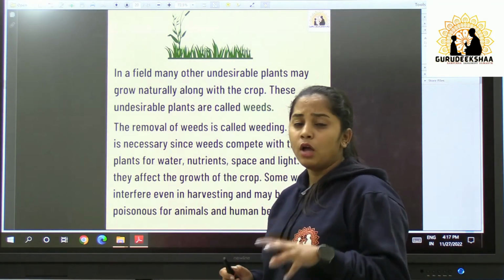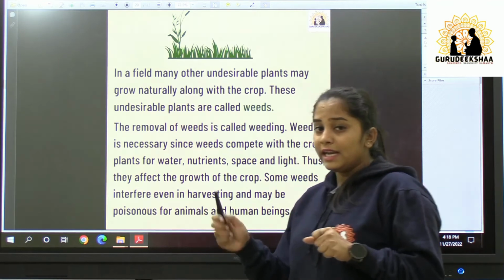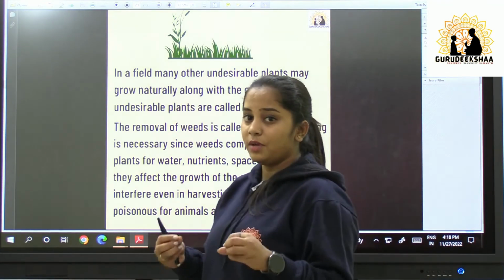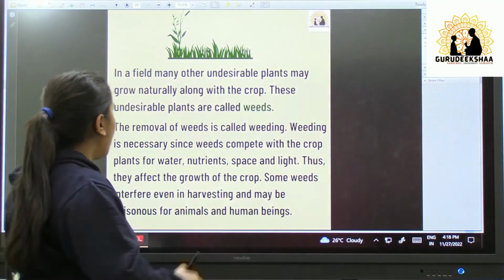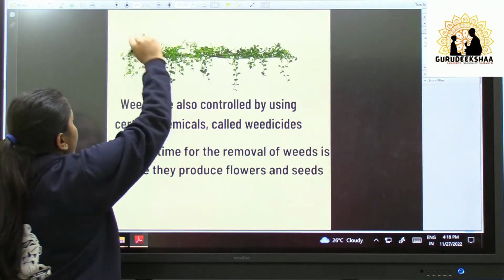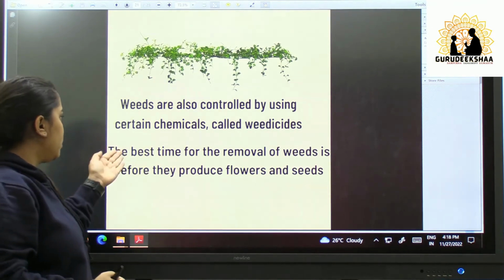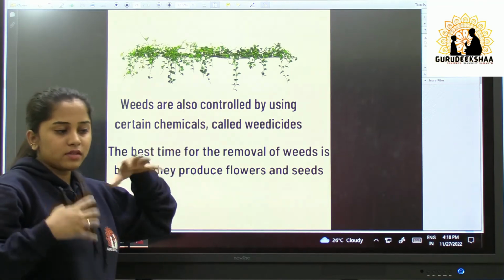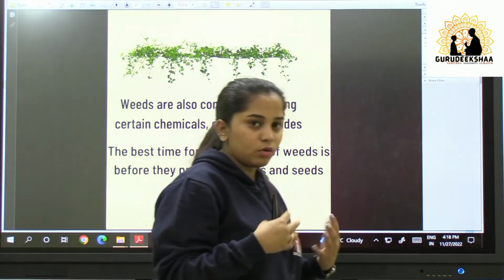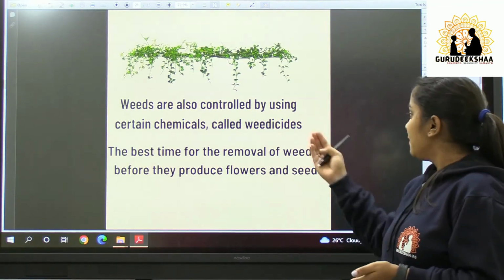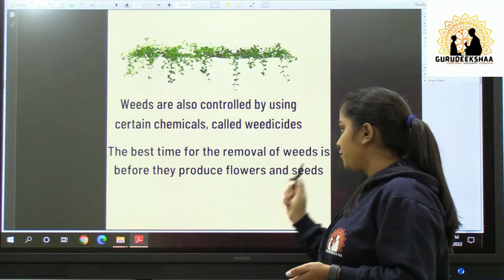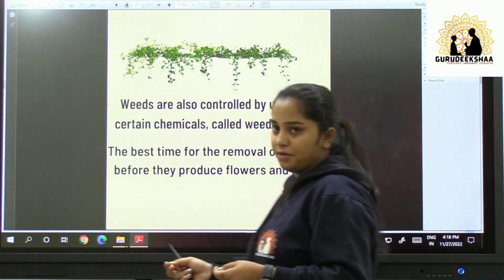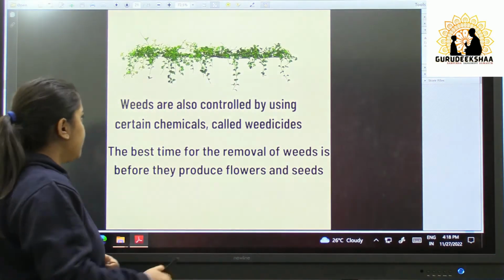Which is the good time to cut down the weeds? Before they flower. Before the weed blooms, it has to be cut down. Weeds are also controlled by using certain chemicals called weedicides. So we have some chemicals which can control these weeds, known as weedicides. The best time to remove weeds is before they produce flowers or fruits or seeds.